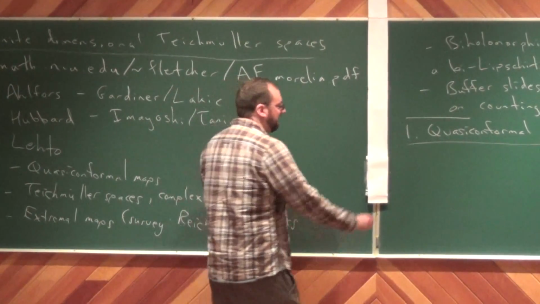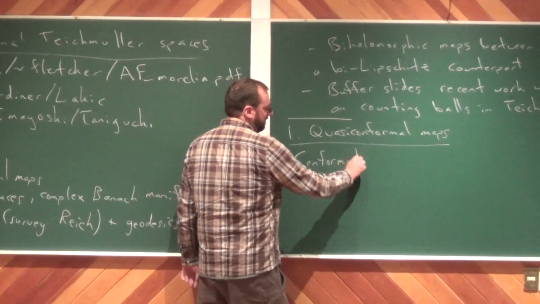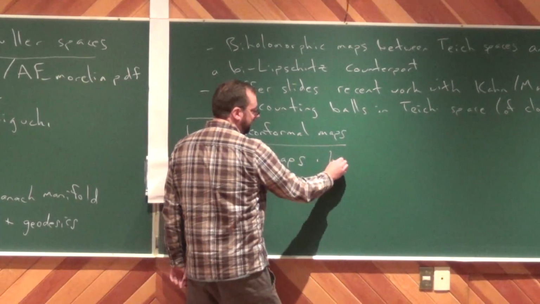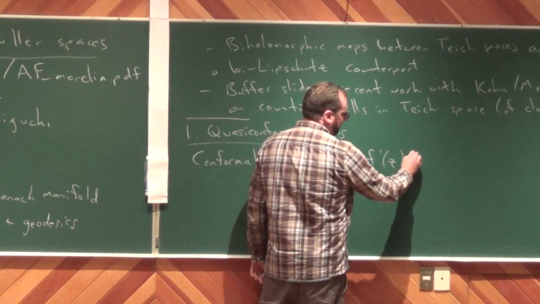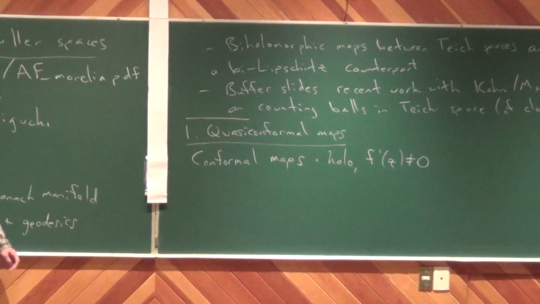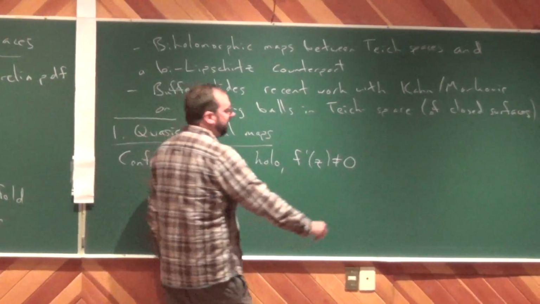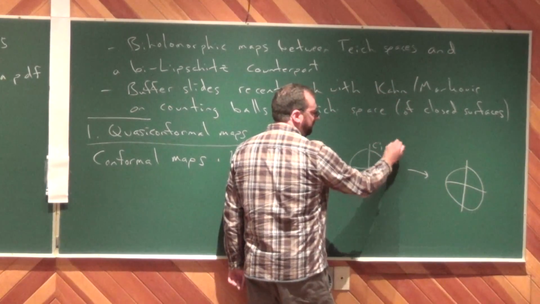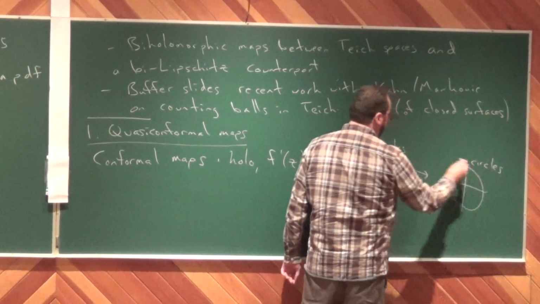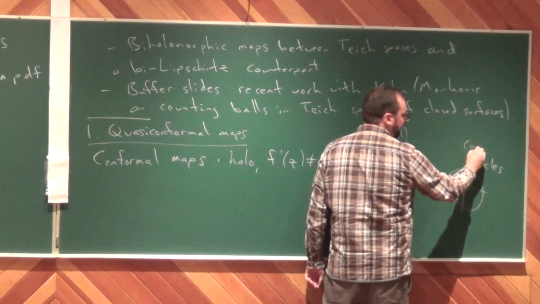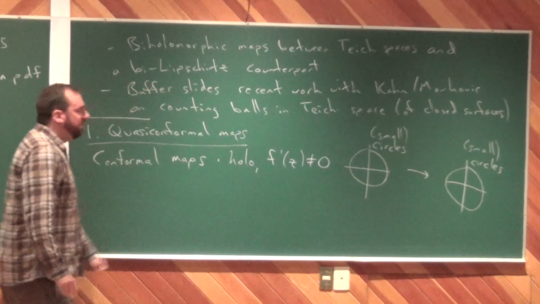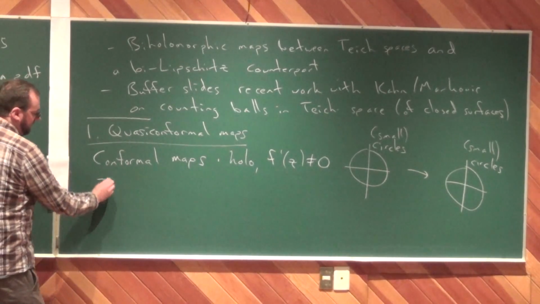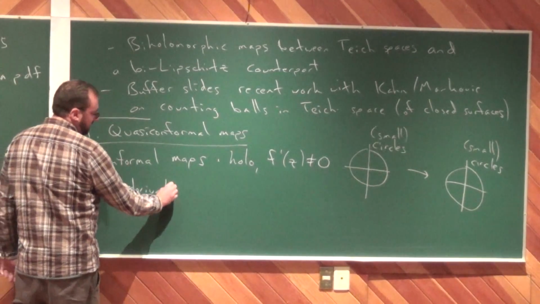So let's start with the topic from complex analysis, conformal maps. What's a conformal map? Well, it's holomorphic. The derivative isn't zero. If you look infinitesimally at what happens with a conformal map, it's sending circles to circles. In other words, what this is saying is that the derivative, if we view it as a mapping from R2 to R2, is complex linear.